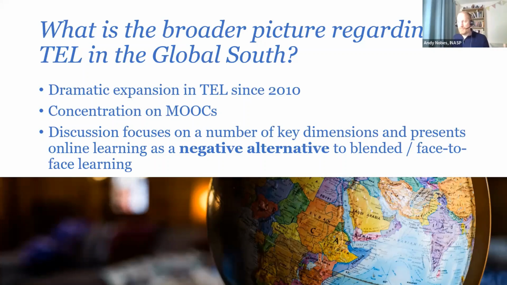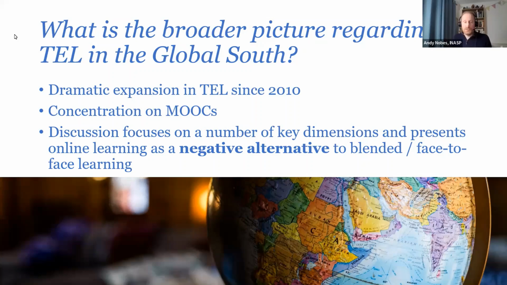So some of the highlights are there's been a dramatic expansion in technology enhanced learning since 2010, which is reflected in lots of publications, and this has been obviously further accelerated by the COVID pandemic. A large body of this literature is concentrated on MOOCs, not surprisingly, but much less is written up about other approaches. And the discussion focuses on a number of key dimensions and presents online learning actually as a negative alternative to blended and face-to-face learning.